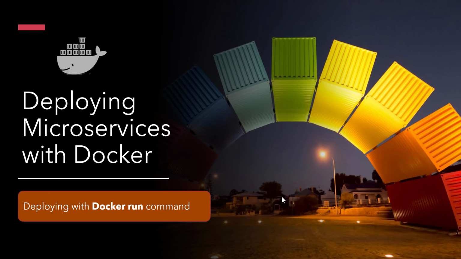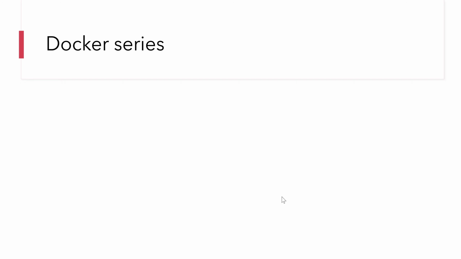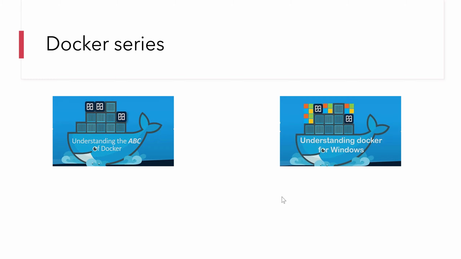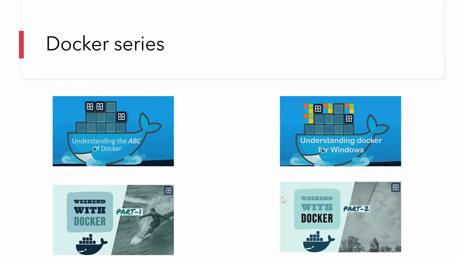So before this Docker advanced series, there are some series that you need to probably go through, or if you already know about those Docker basics, then you can completely skip that. But if you are new to Docker itself, then probably you need to go through Understanding the ABC of Docker or Understanding Docker for Windows. And if you don't want to go through all these 18 plus or 20 plus videos that we have on those series, probably you can just watch at least these two videos, like part 1 and part 2 of the EA weekend video series, which will give you more idea of how to work with Docker and the basics of Docker and Docker commands.